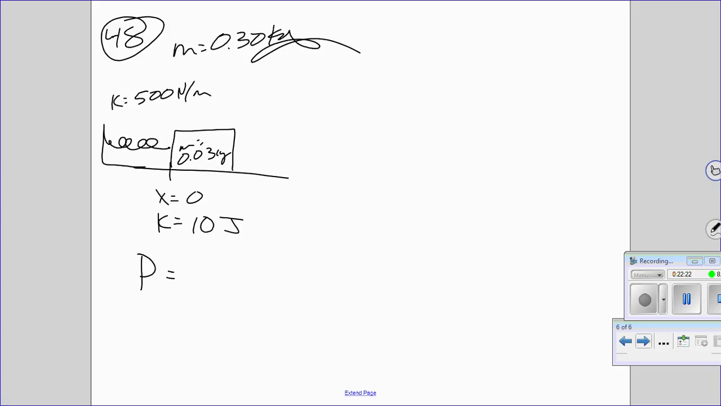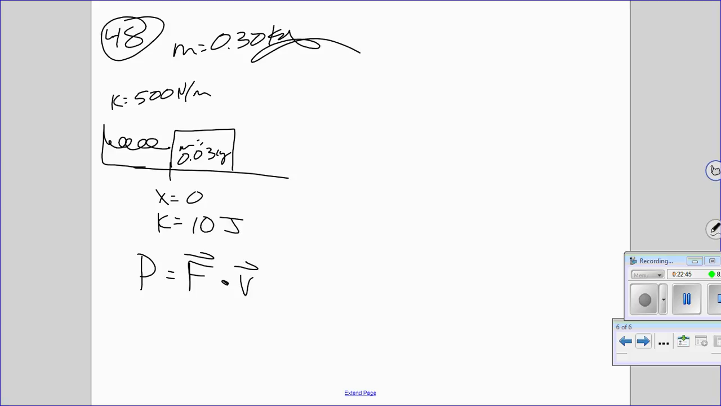Now, we learned two ways of finding power, right? You can find the average power by doing work divided by time, but that's not what this is asking for. This is asking at what rate is it doing work at that instant. So it's asking for the instantaneous power. And the only way we've learned to calculate instantaneous power at this point is force dot velocity.